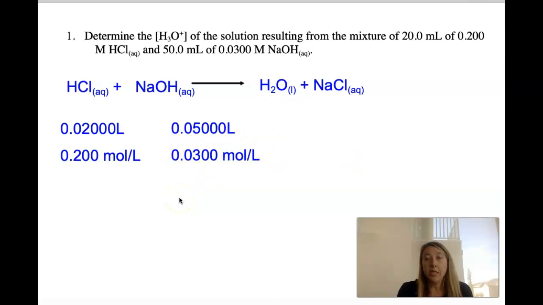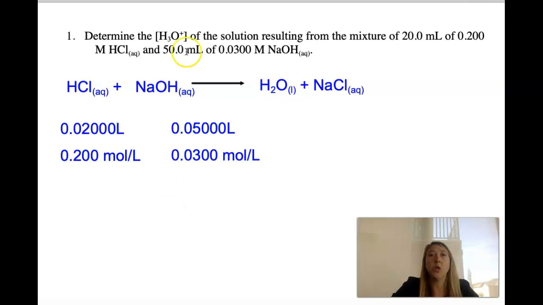When you see that it gives you both, we need to figure out what the limiting reagent is. The simplest way to do that in a question like this, because it's a 1-to-1 ratio between our reactants, which you're going to find for most questions like this, is to calculate how many moles we have based off of the concentration and the volume.